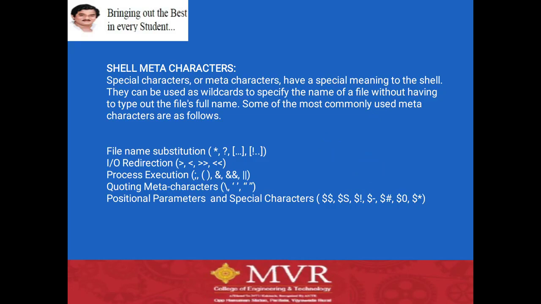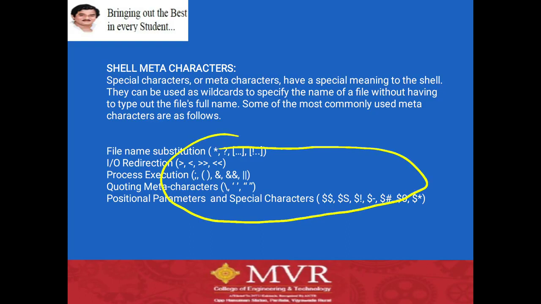Special characters or meta characters have a special meaning to the shell. Whenever you are using one of these meta characters in a program, it has a special meaning, and each meta character is designed for a specific purpose. They can be used as wildcards to specify the name of a file without having to type out the file's full name. So without specifying the full file name, you can just use some meta characters to display that file. Many options are available with meta characters, and we will discuss each of them briefly now.